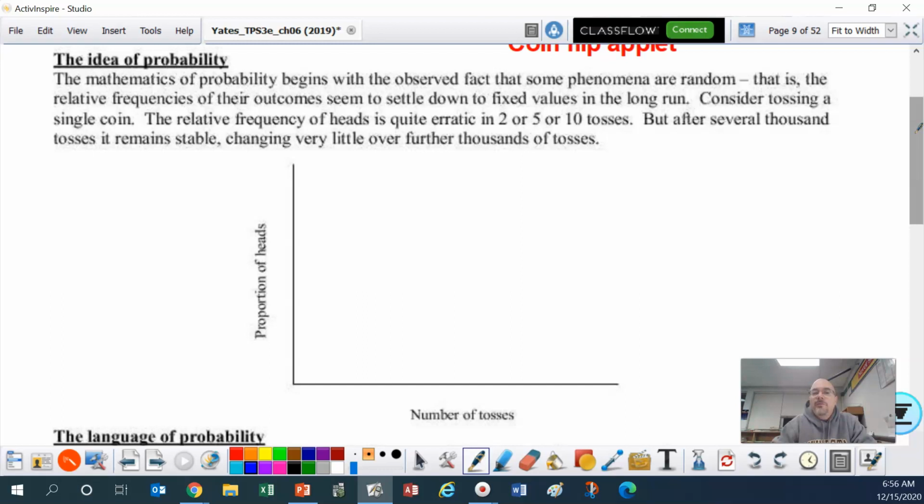That is, the relative frequency of their outcomes seems to settle down to a fixed value in the long run. Consider tossing a single coin. The relative frequency of heads is quite erratic for 2, 5, or 10 tosses. But after several thousand tosses, it remains stable, changing very little over further thousands of tosses.